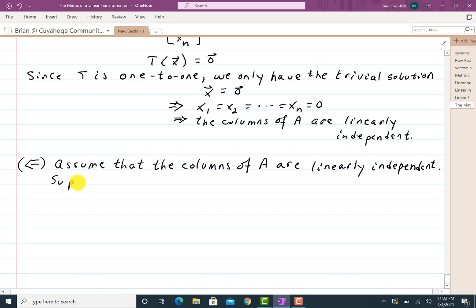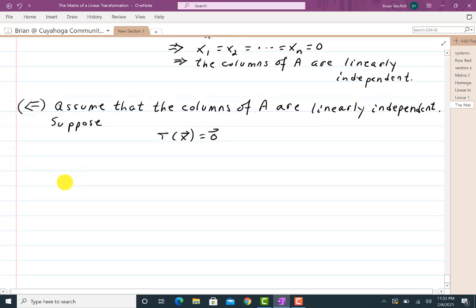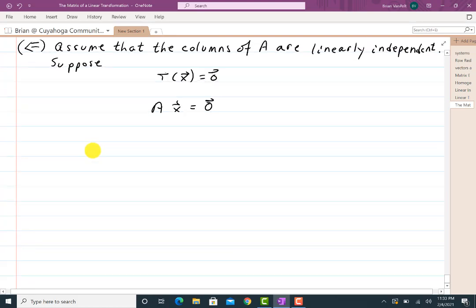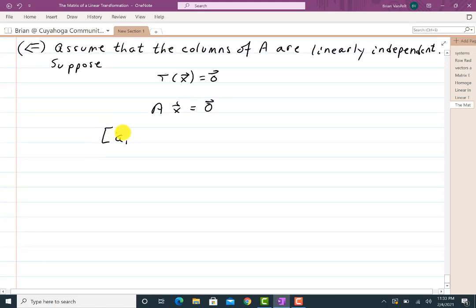Suppose T of x equals 0. I can show that T is one-to-one if I can show that the only solution here is the trivial solution. And you can see this is going to be very, very simple. The T of x I'm going to break out as Ax equals 0. And as before, I'll have a1 up to an times x1 up to xn equals the 0 vector.